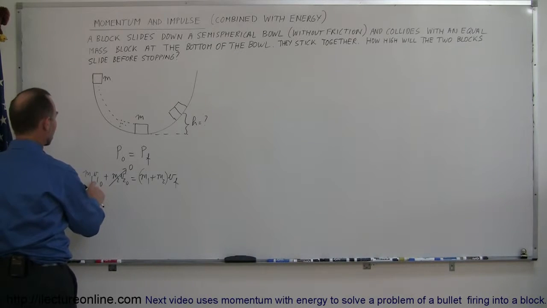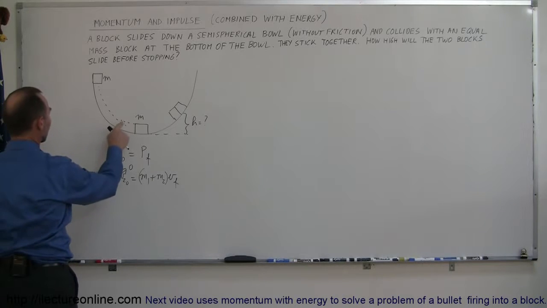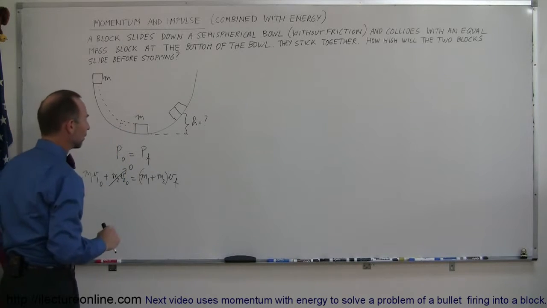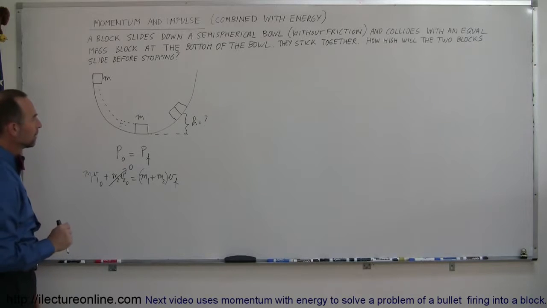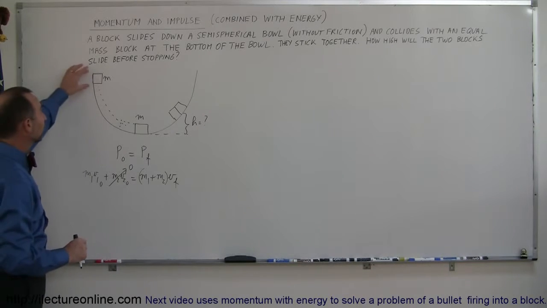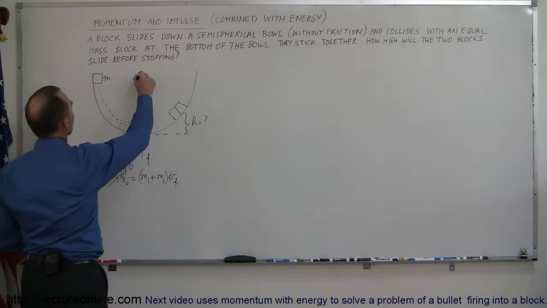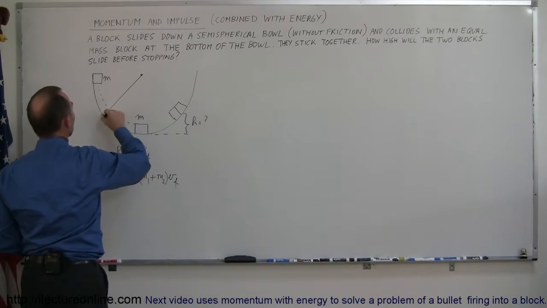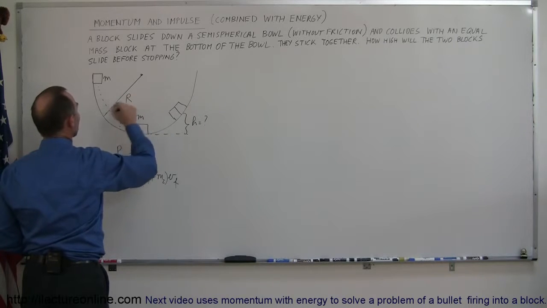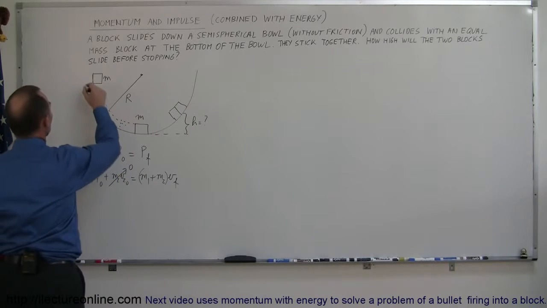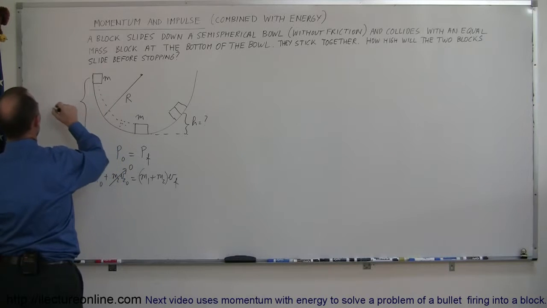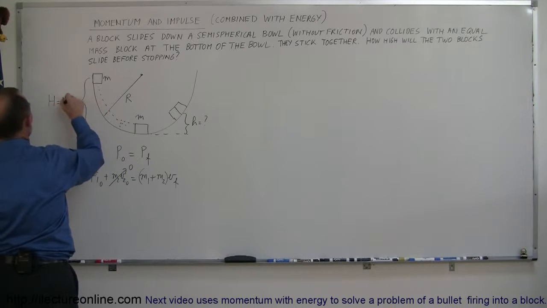Now, one more thing. What is the initial velocity when the first block collides with the second block? Well, how do we figure that out? We weren't given that velocity, but we do know that it starts from up here, and there's no friction along the side of the bowl. And also realizing that the radius of the bowl can be represented by the letter r, which means that the first block starts from a height h equal to r.